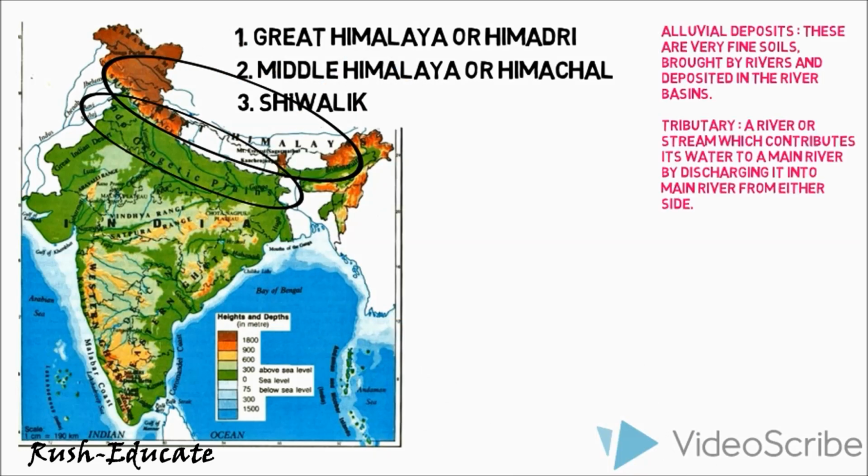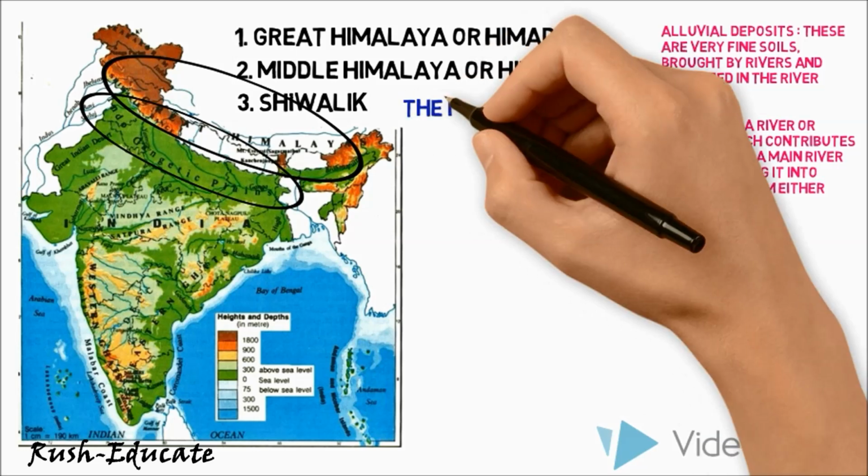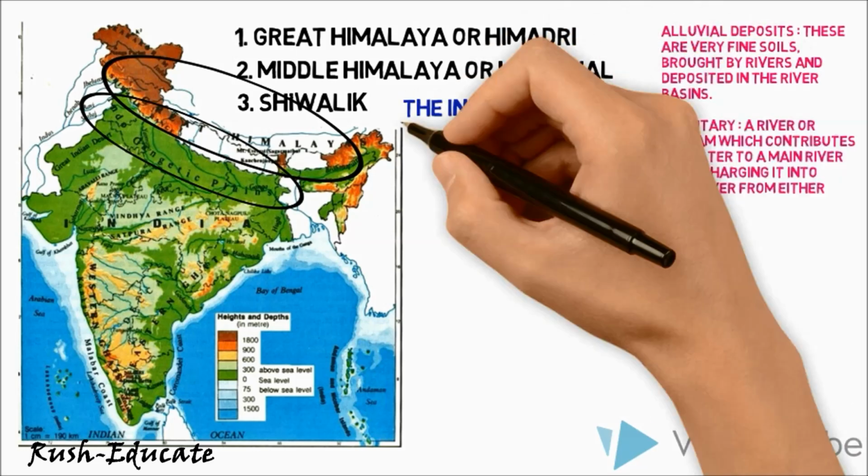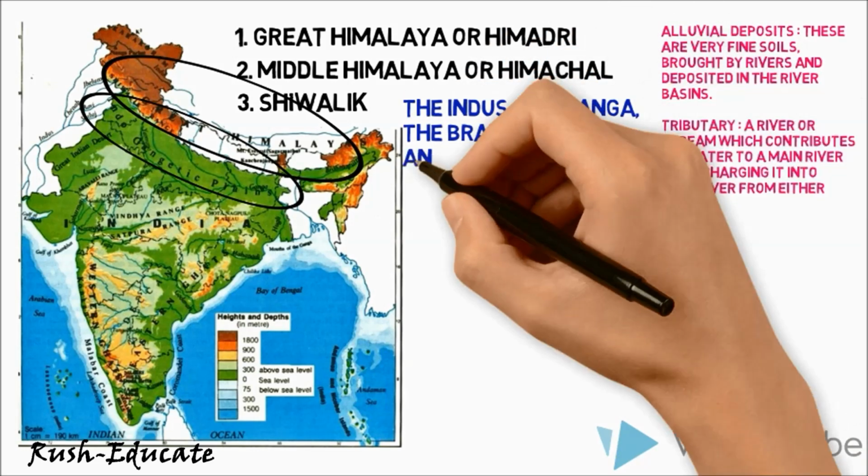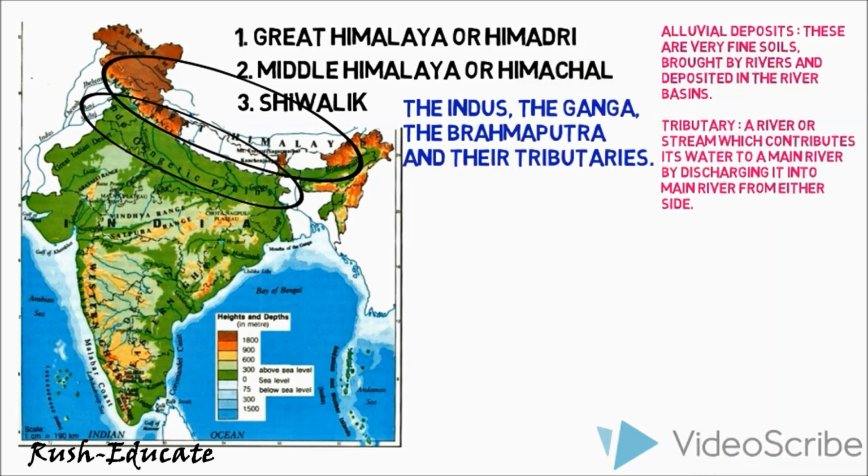These are formed by the alluvial deposits laid down by the rivers, the Indus, the Ganga, the Brahmaputra, and their tributaries. These river plains provide fertile land for cultivation. That is the reason for high concentration of population in these plains.